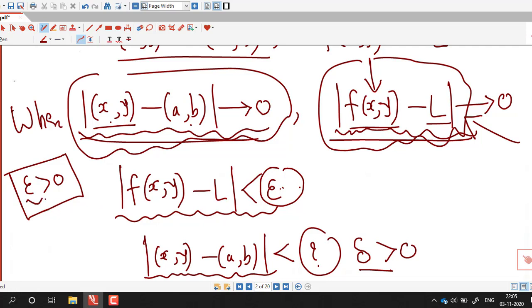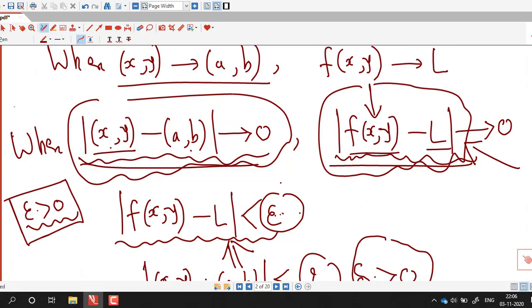So if this is true for every epsilon positive, that is, if the distance between (x, y) and (a, b) is less than delta implies the distance between f(x, y) and L is less than epsilon, then we can say that the limit of f(x, y) is L as (x, y) approaches (a, b). So for every epsilon positive, we have to find a number delta greater than 0 such that whenever the distance between (x, y) and (a, b) is smaller than delta, the distance between f(x, y) and L is smaller than epsilon. This is how we can define the limit of a function.